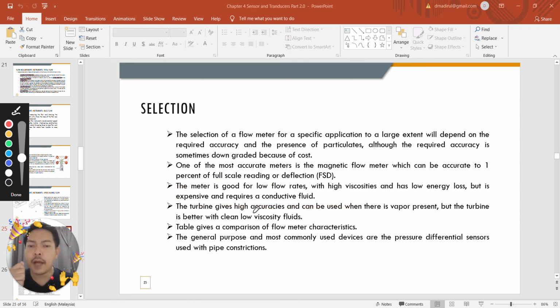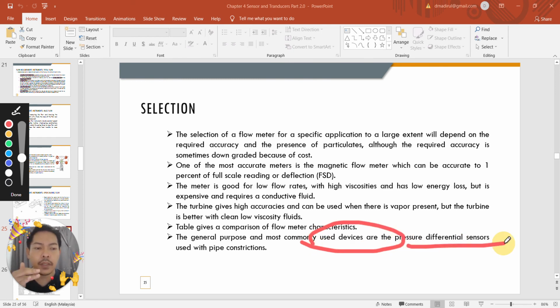The turbine gives high accuracy and can be used where there is no vapor present. So you must remember, once you want to use a magnetic flow meter, there must be no vapor present in the pipe. But the turbine is better with clean, low viscosity fluid. The next slide will show you a table that will give you a comparison between each flow meter characteristic. The general purpose and most commonly used devices are the pressure differential sensor used with pipe constriction.